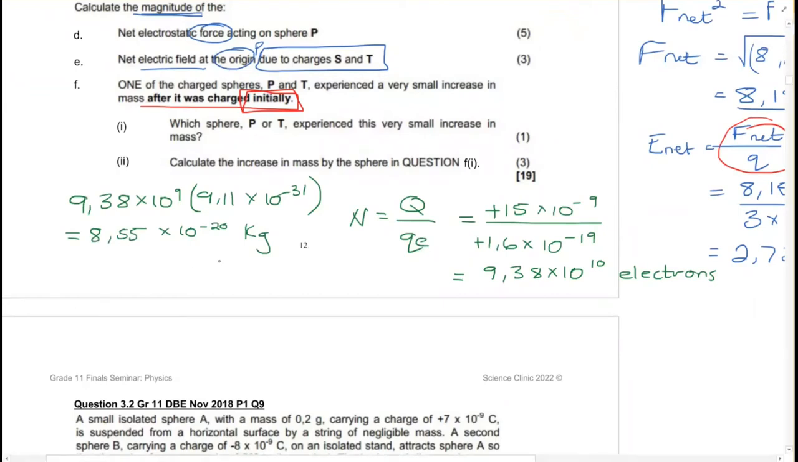Okay, so P is the one that gained the mass because P becomes negatively charged. Because P gained electrons to become negatively charged, it also gained mass along with those electrons. So if things lose electrons, they lose that tiny bit of mass. If they gain electrons, they gain that tiny bit of mass. Any questions, guys?